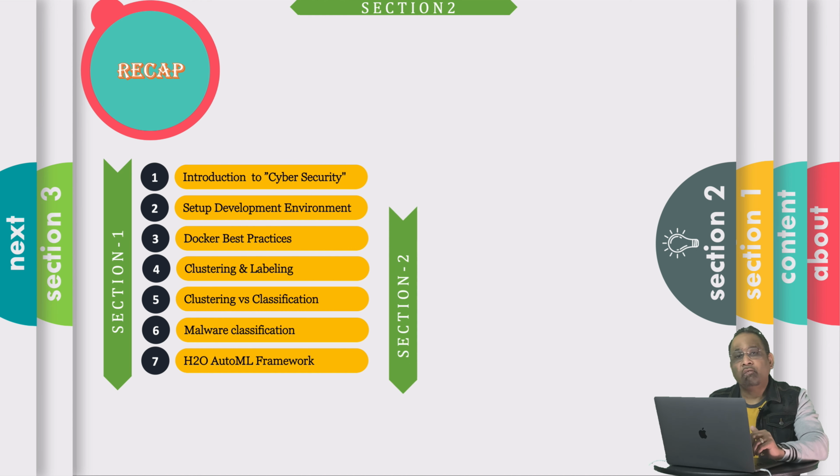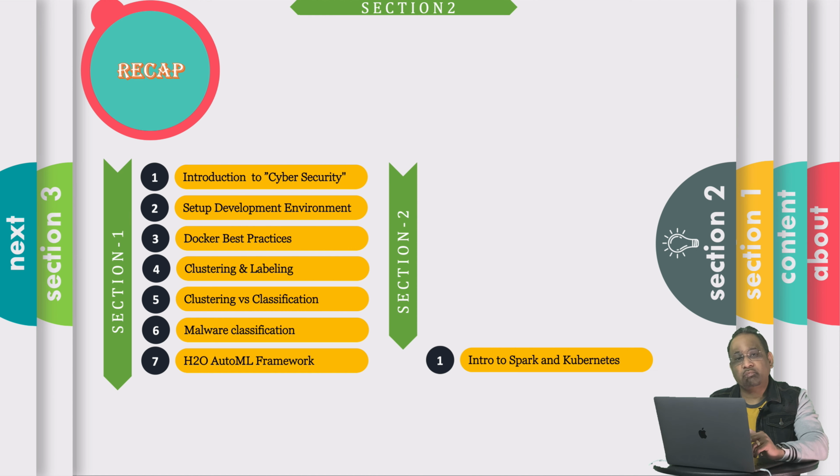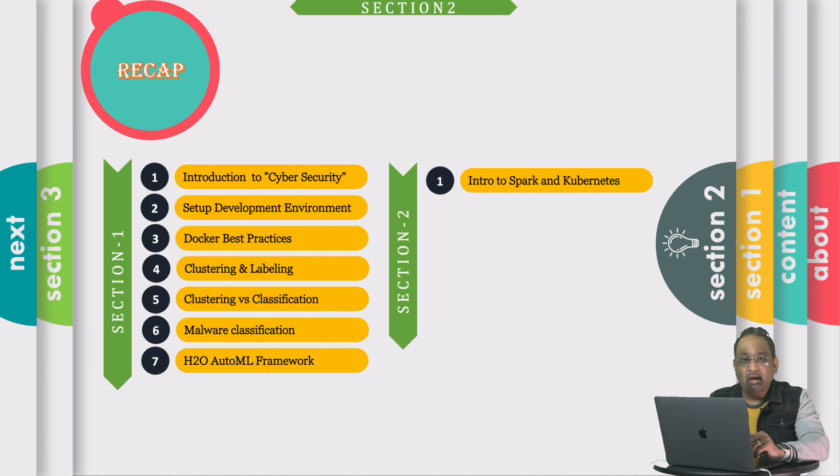In section 2, first we discussed the Apache Spark and Kubernetes architecture and also looked into the advantages of leveraging Kubernetes as the Spark cluster manager. Next, we developed a sample Spark application on a Kubernetes cluster using a Kubernetes deployment object.